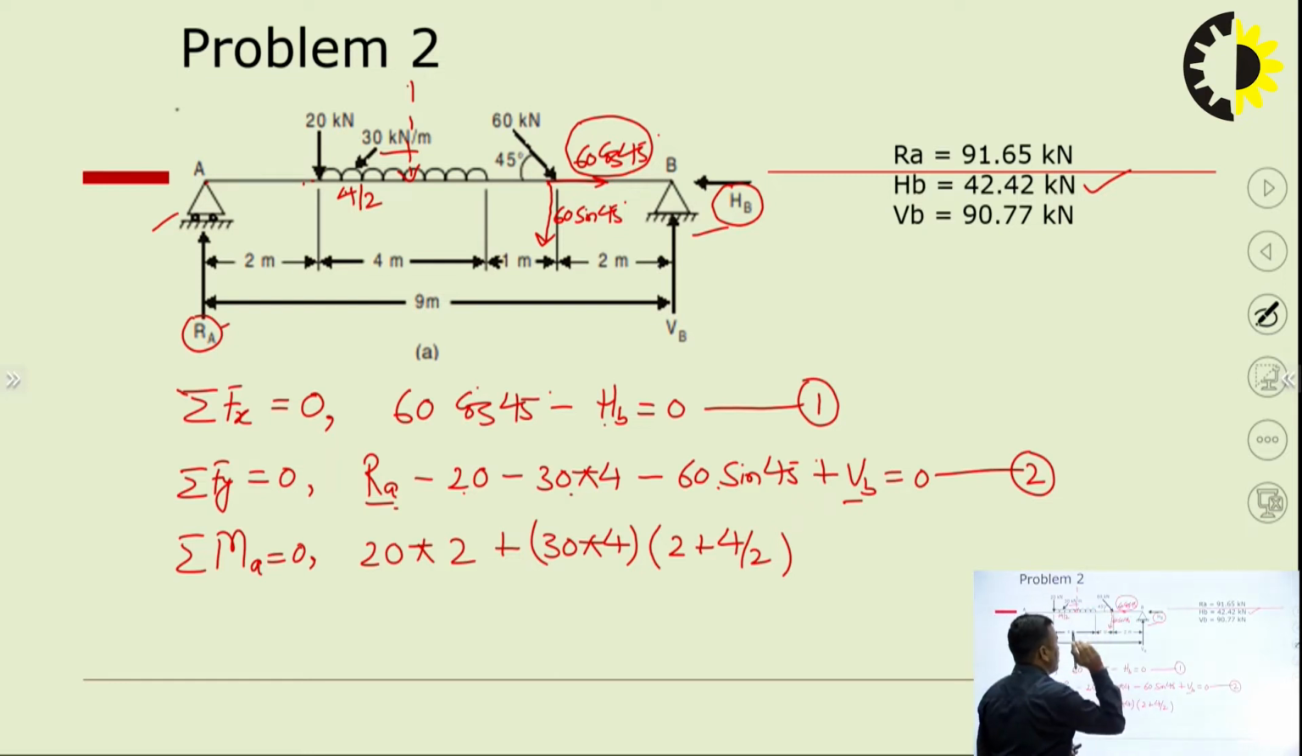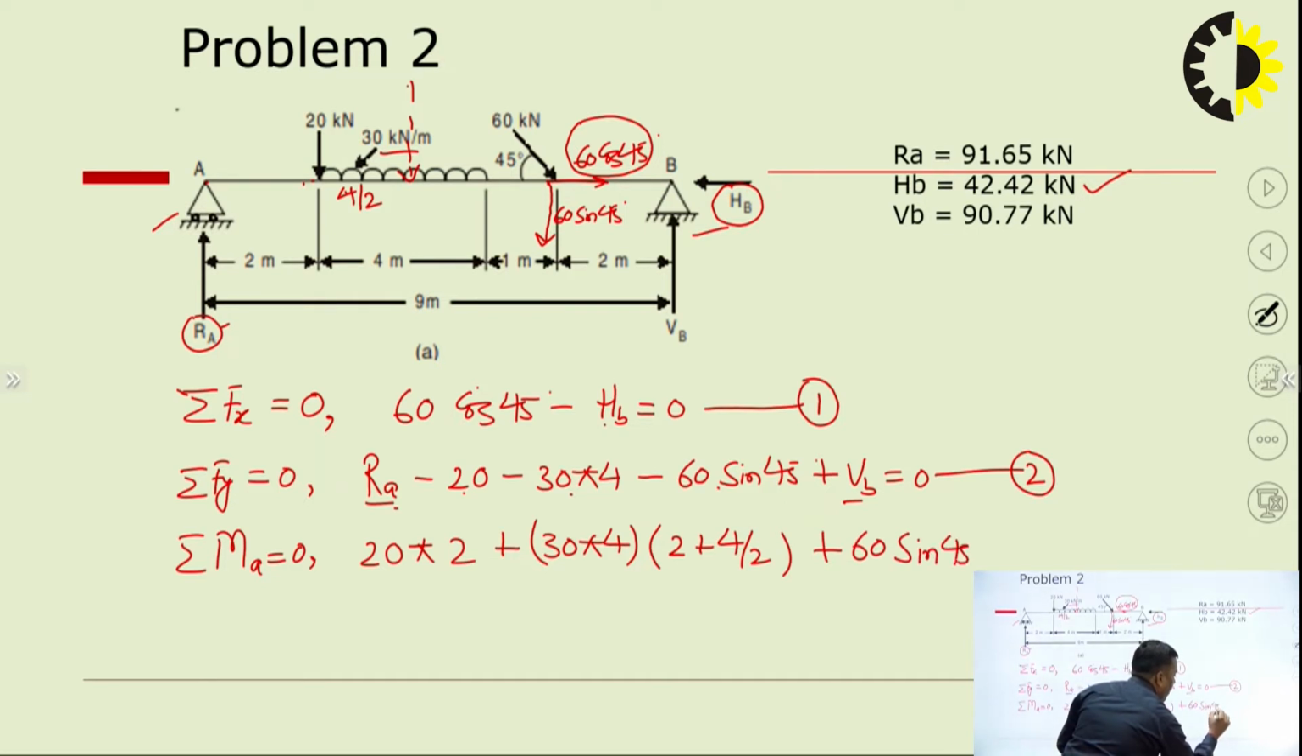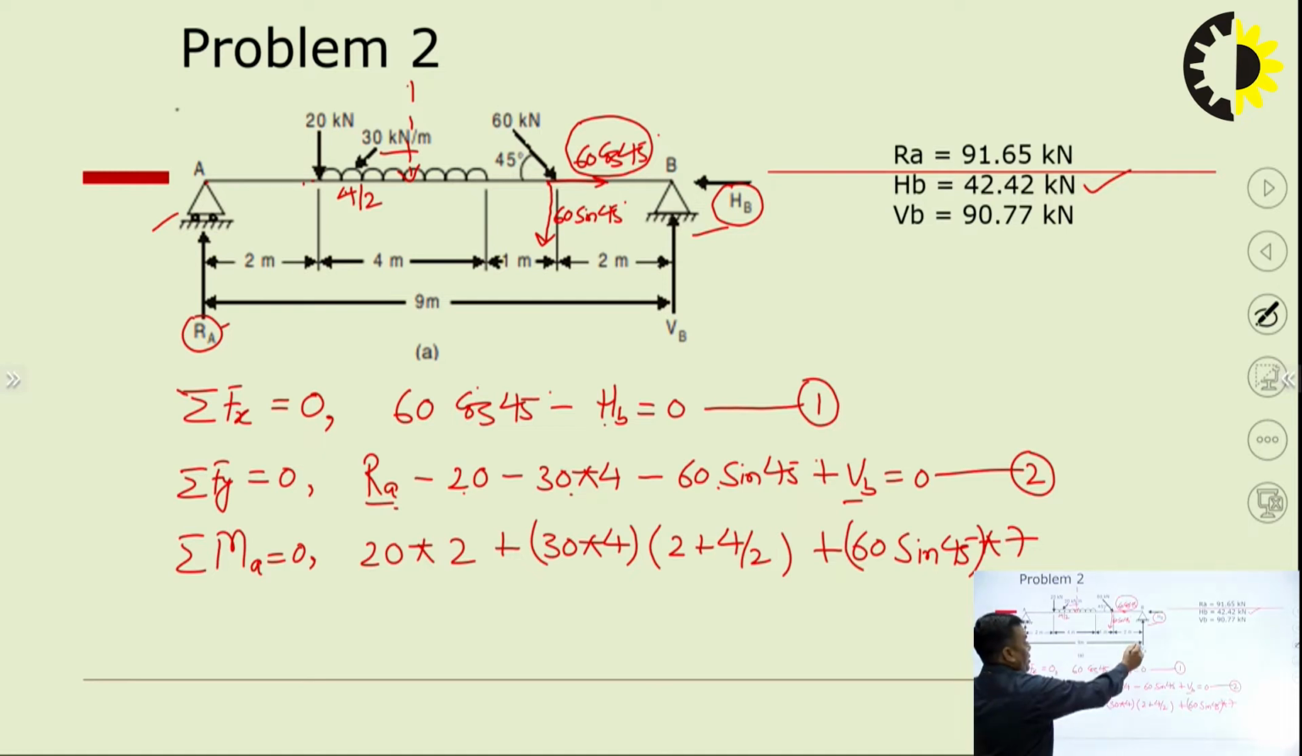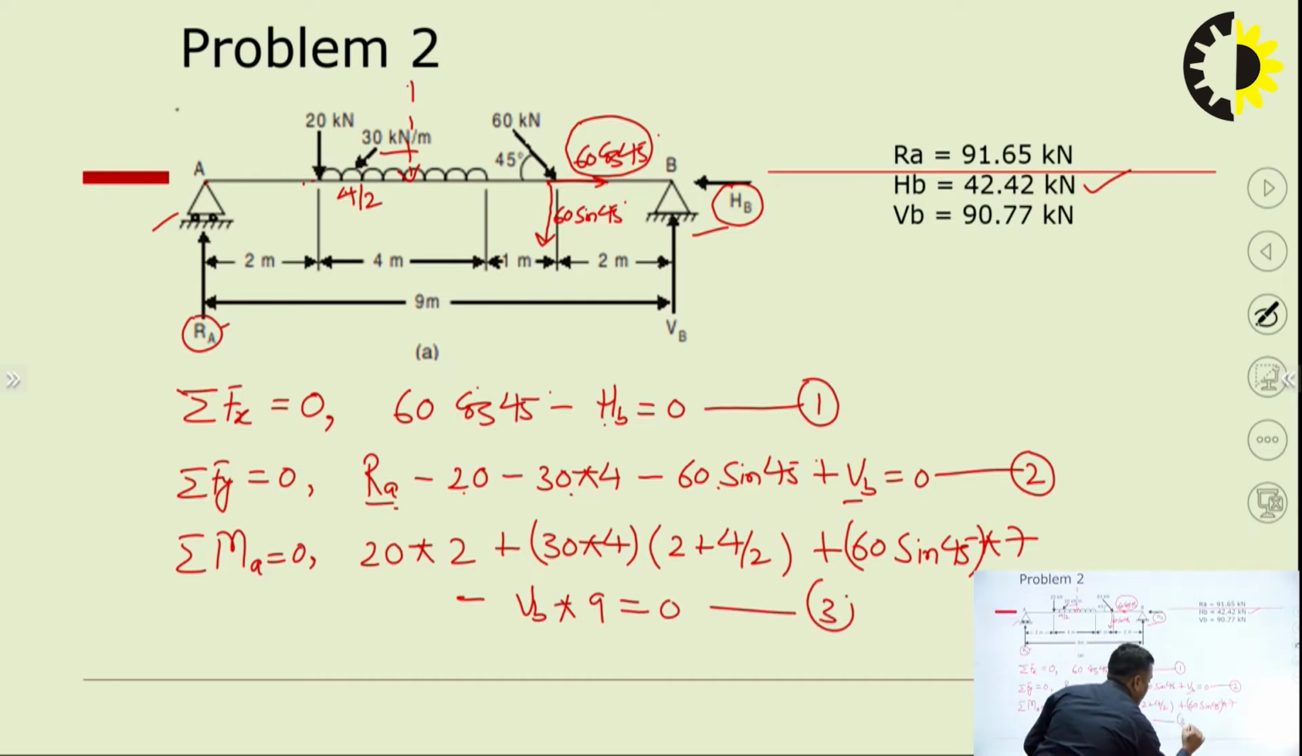Now I am coming to the 60 sine 45. What is the distance of 60 sine 45? 2, 4, 6 plus 1, 7. Then I am coming to VB into 9 equals to 0, and this is equation number 3. By solving these 3 equations, any other? 1, 2, 3, 4. Out of 7, 3 were already 0. 4 are remaining. So here you can go through this particular question and you can find the solution. Okay, clear? I don't think there is any problem in this.